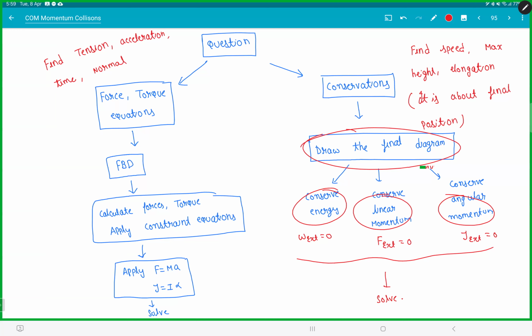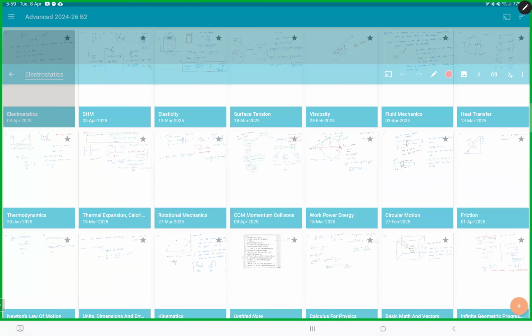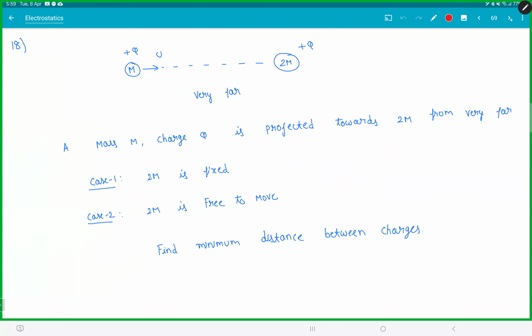Wherever mechanics is involved, you will have an idea of how to start. Most people have this problem. They see a question, they keep staring. So this is quite a useful thing. Don't forget this. Same thing here. I said initially very far, and finally there's a minimum distance. So I'm talking about initial and final. So it is clear I have to use conservations. I have three conservations here. So let's see case one. Can I conserve linear momentum?